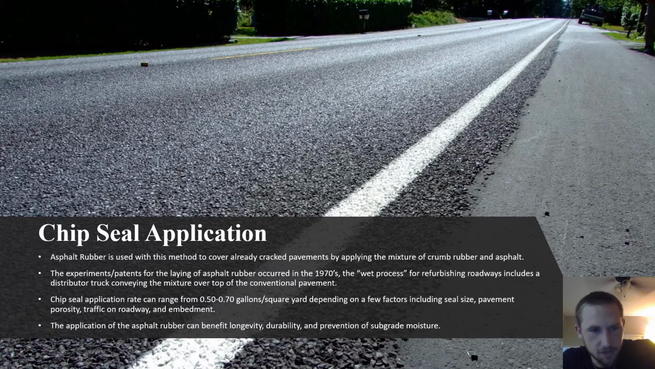Chip seal application rate can range from 0.50 to 0.70 gallons per square yard, depending on a few factors including seal size, pavement porosity, traffic on the roadway, and embedment. The application of the asphalt rubber can benefit longevity, durability, and prevention of subgrade moisture.